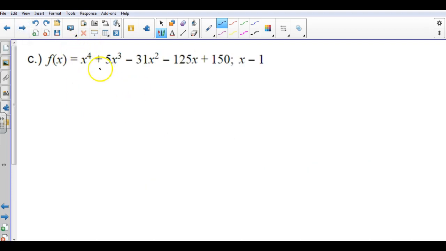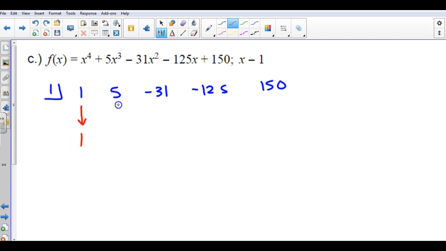So now we're going to go on to something that is raised to the 4th power. So I'm going to start off, it's going to work exactly the same way. I'm going to start off with this opposite, so positive 1. Bring down the coefficients, so 1x to the 4th, 5x to the 3rd, negative 31x squared, negative 125, and positive 150.